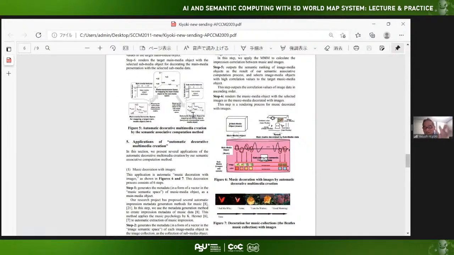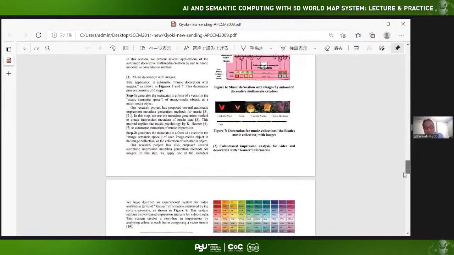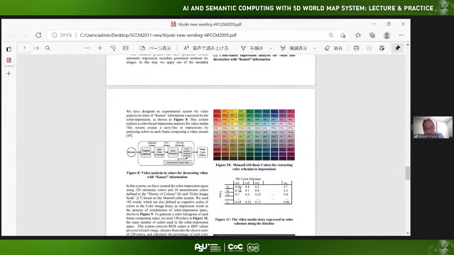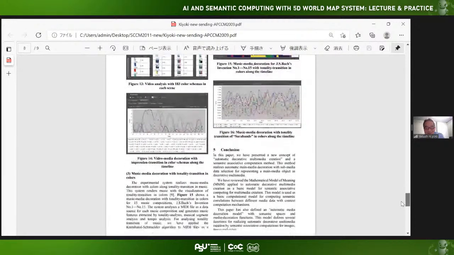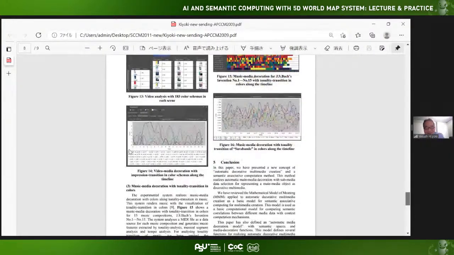Sometimes we listen to music and imagine a scene, view, or landscape. So this is a trial to make an integration between image and music. It's very interesting. The color world, as I explained today, color space is created for images, and music space is also created. And then music and image.